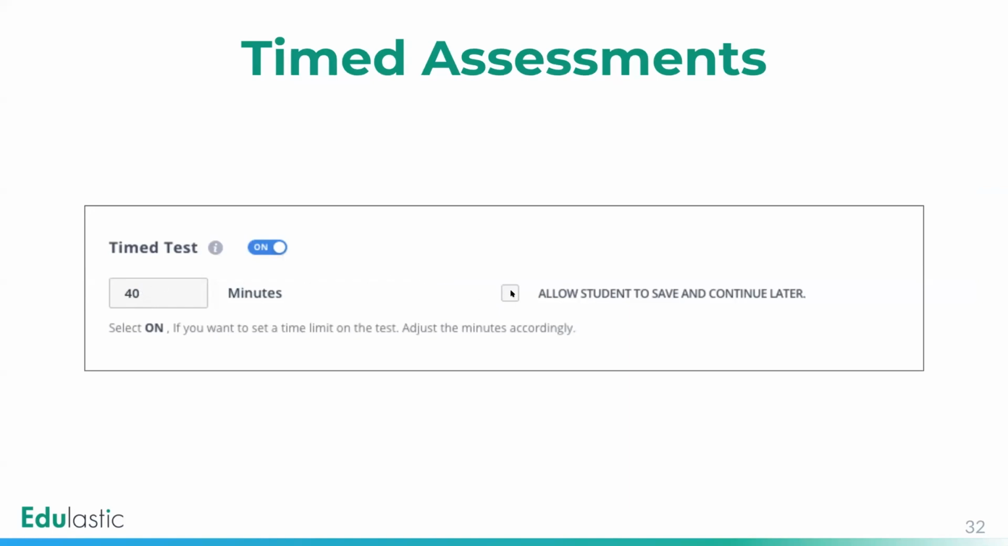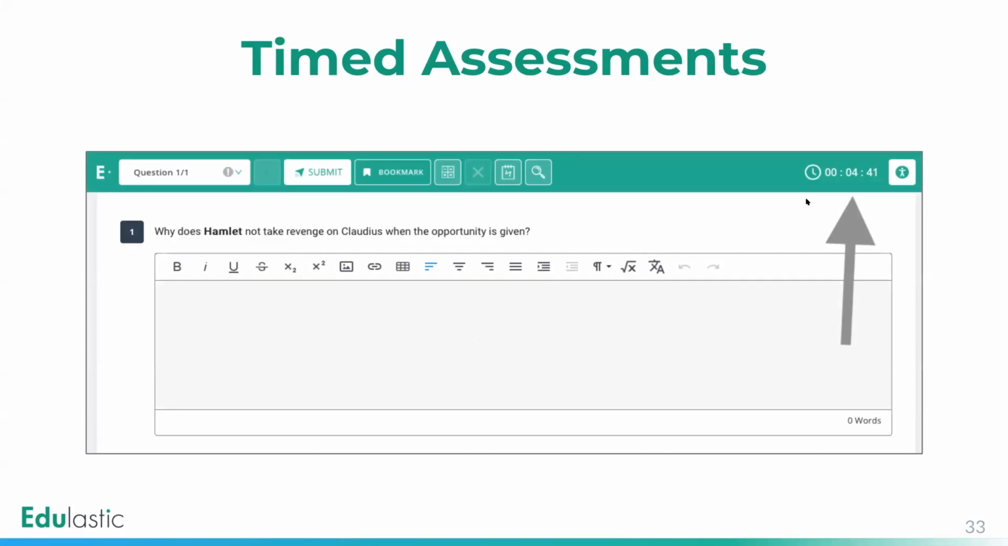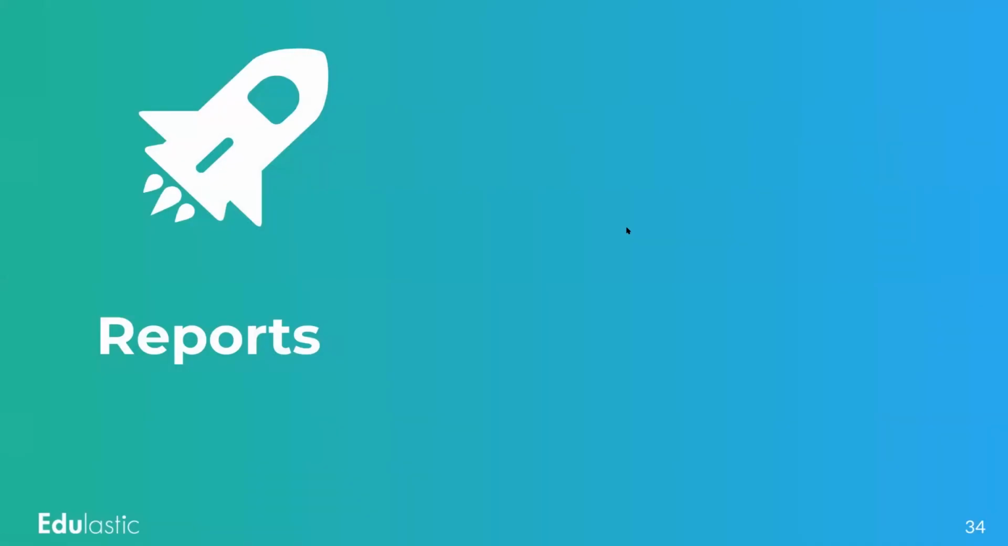And then you can determine whether you want to allow students to save and continue later, or once the test starts, that's all they have left. It's just going to count down no matter what. So you can determine how that works for the student. Meanwhile, on the student side, they're able to see this timer, letting them know how much time they have left on this timed assessment. And so then the third and final area of Edulastic Premium is reports.